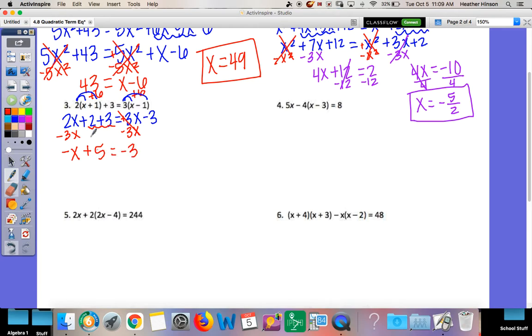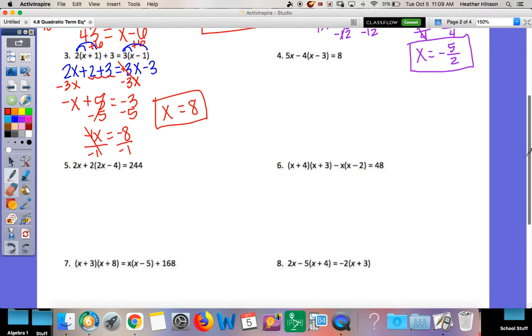And then I can do SADMEG. So I'm going to subtract. Negative 3 minus 5 is negative 8. And this is a negative 1, so I'm going to divide out negative 1. And x equals 8.